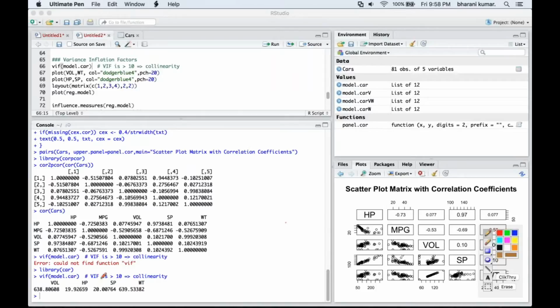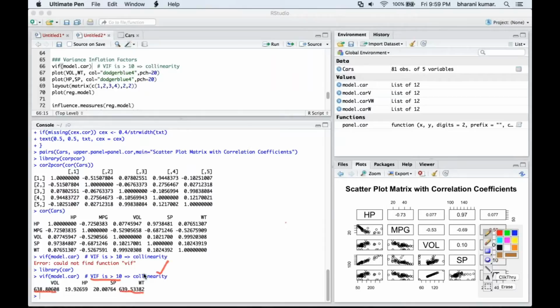Look at this VIF value. Though the thumb rule says if the VIF value is greater than 10, there is a collinearity, all these four inputs have collinearity problem. Everything is greater than 10, right? But though everything is greater than 10, horsepower and SP were turning out to be significant. Volume and weight were not turning out to be significant in your regression output. So probably there is some problem with this or this.